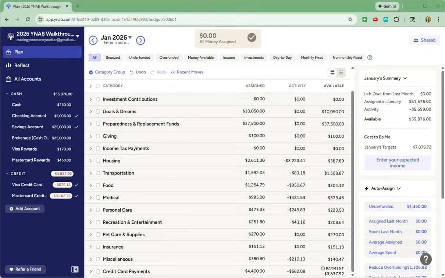My YNAB plan is where I answer the questions: where do I want my money to go? And then where did my money go? And then also, how much money do I currently have set aside so far for whatever fill in the blank awesome thing that I'm saving for, which is a lot of times travel related.